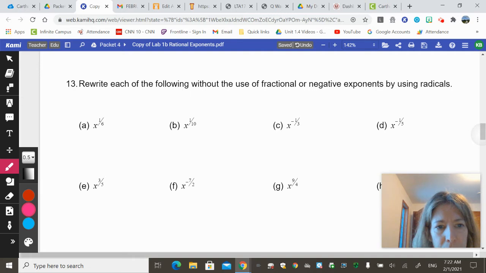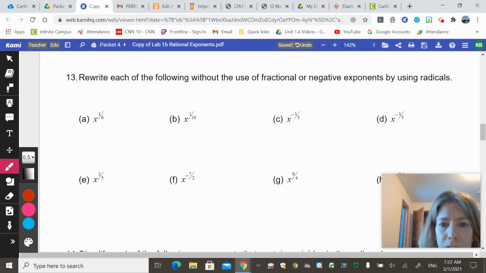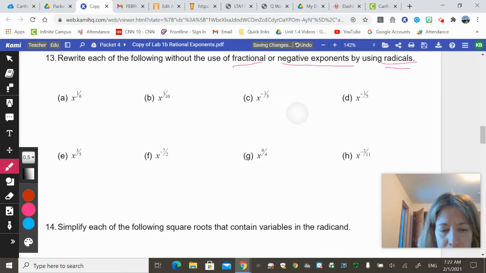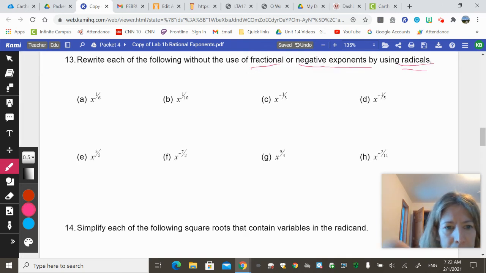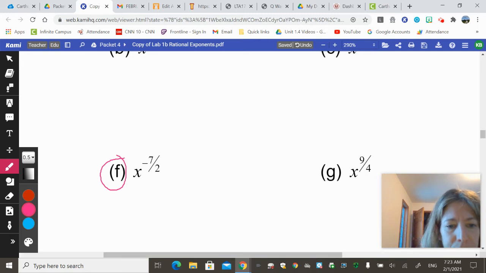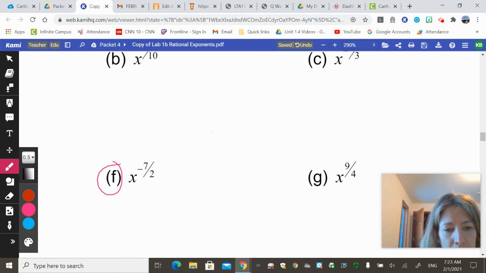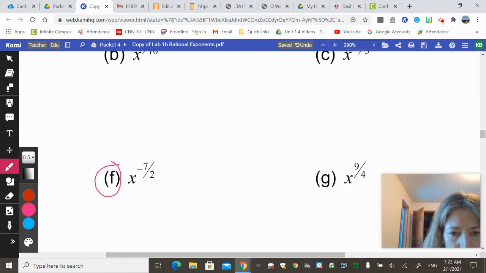Number 13, rewrite each of the following without fractional or negative exponents. They want you to use radicals. All right, so again, I'll pick one to do with you. How about letter F? I'll do one of the negative ones, which tends to be a little trickier. All right, I don't want fractional exponents or negative exponents. So I'm going to create a fraction. I'm not going to have a fractional exponent, but I'm going to have a fraction.